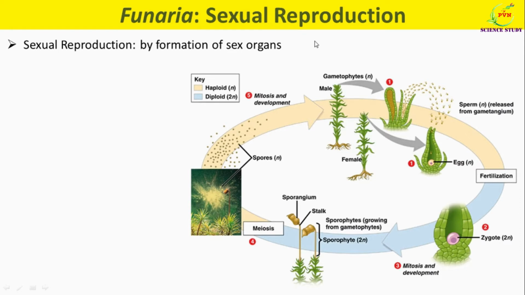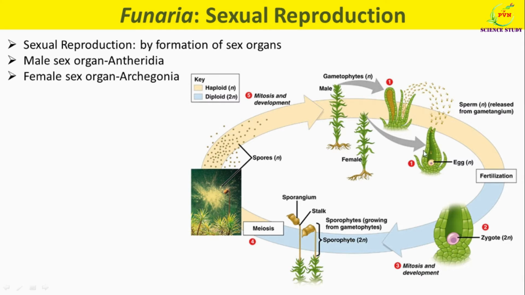Sexual reproduction takes place by formation of multicellular stalked sex organs. The male sex organs are called antheridia, while the female sex organs are called archegonia. This is antheridium and this is archegonium. In Funaria, both the sex organs are formed on the same plant and so it is considered monoecious.